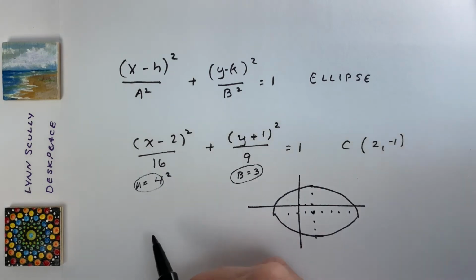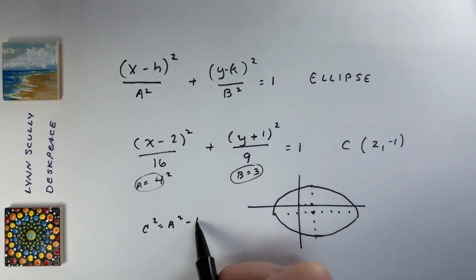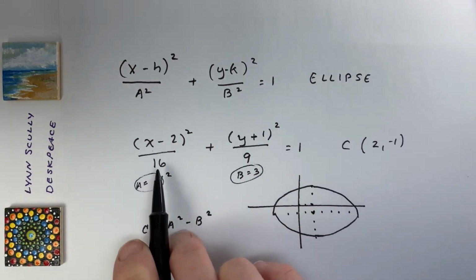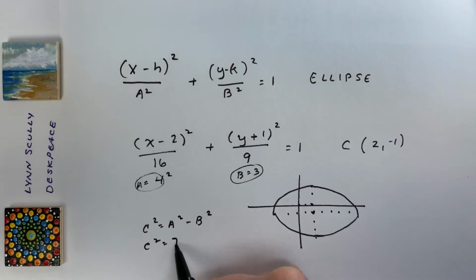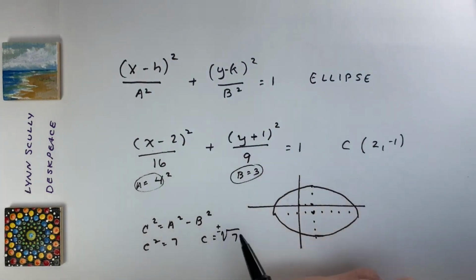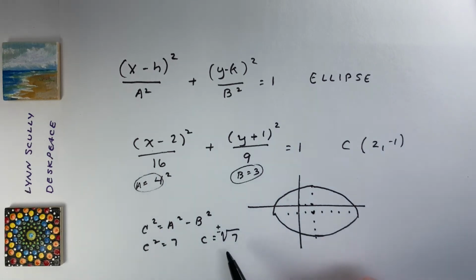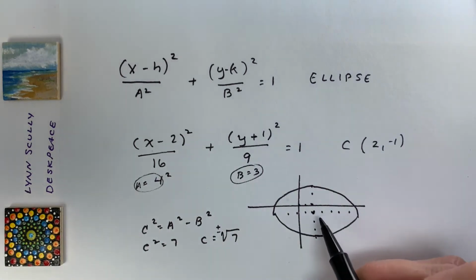If I wanted to find out the foci, I have c squared equals a squared minus b squared. I can read it right off here. 16 minus 9 is 7. So I have c squared equals 7. So c equals the square root of 7. We could say positive or negative. And c, the foci, are always on the major axis, which is also called the focal radius.